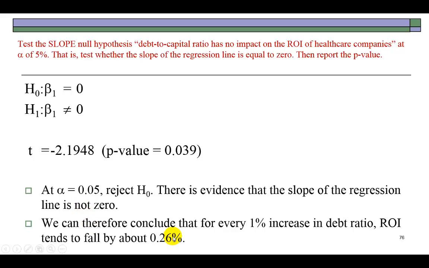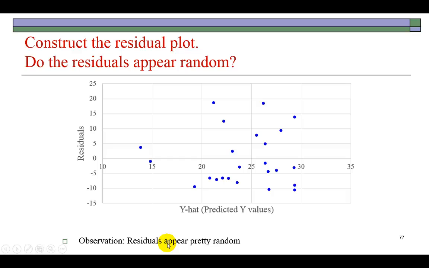And we can also conclude specifically with respect to this study that for every 1% increase in debt ratio, ROI tends to drop by about 0.26%. Then it says construct the residuals, and do the residuals appear random? So that's the result right here.